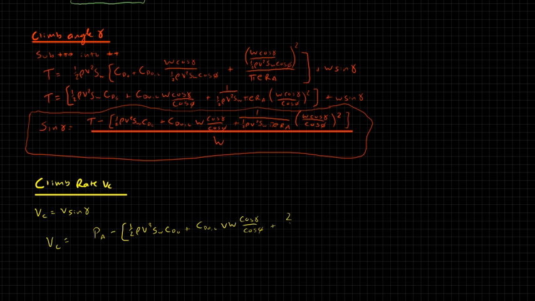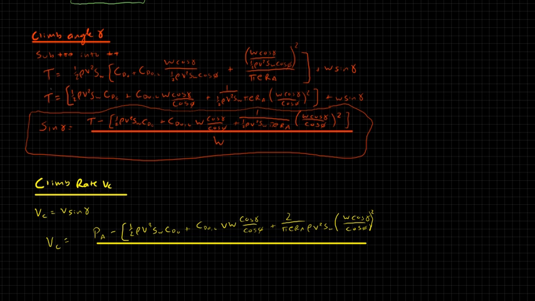plus 2 over pi ERA rho V squared SW times W cos gamma over cos phi, squared, all divided by W, which again, not even going to attempt to freehand, all divided by W. Okay, and there's our expression for the climb rate.